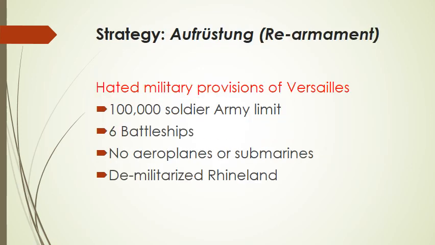Militarily, Germany undertook a process called Aufrüstung, or rearmament, in violation of the treaty provisions. At Versailles, Germany had been limited to 100,000 soldiers, 6 battleships, and no submarines or aeroplanes. They were also forbidden to occupy the Rhineland, which you remember was that little buffer zone between Germany and France. In order to achieve its other aims and to restore its traditional honour, Germany would need to dispense with these limitations. It did so first by subverting the treaty and then by blatantly ignoring it.